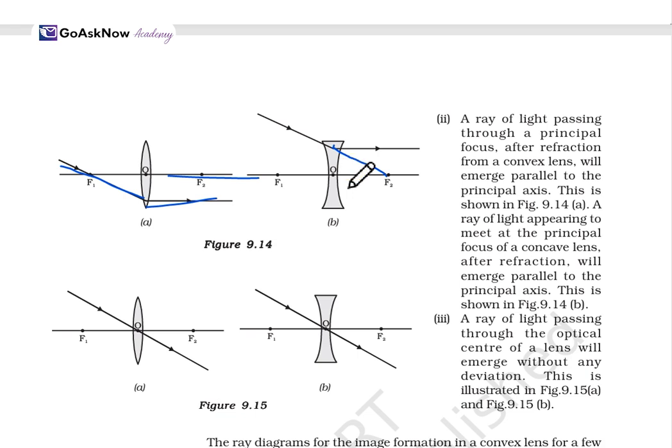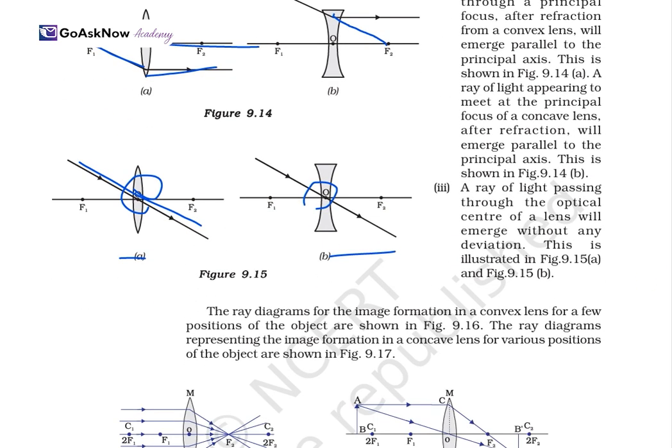This is shown in figure 9.14b. Now, third, a ray of light passing through the optical center of the lens will emerge without deviation like this. Let's read here in part A and part B. They both follow the same path. The ray of light passing through the optical center will emerge without any deviation; it simply follows the same path. This has been illustrated for both lenses, concave and convex.